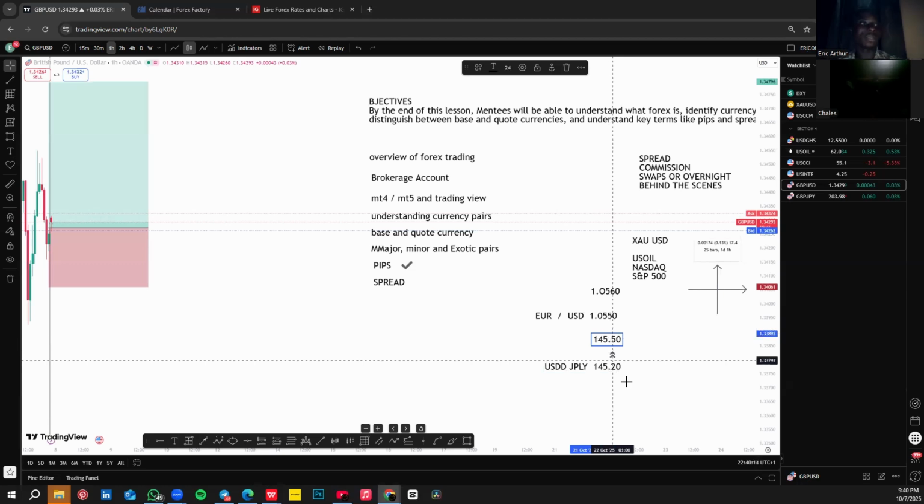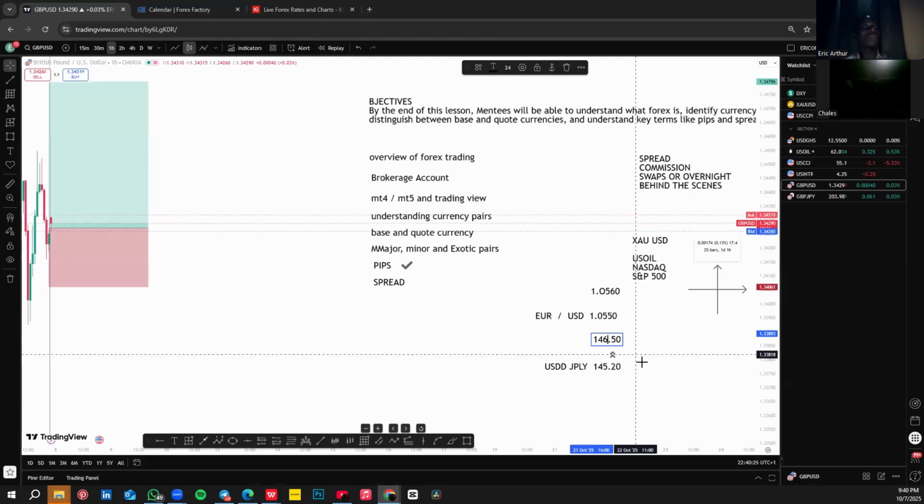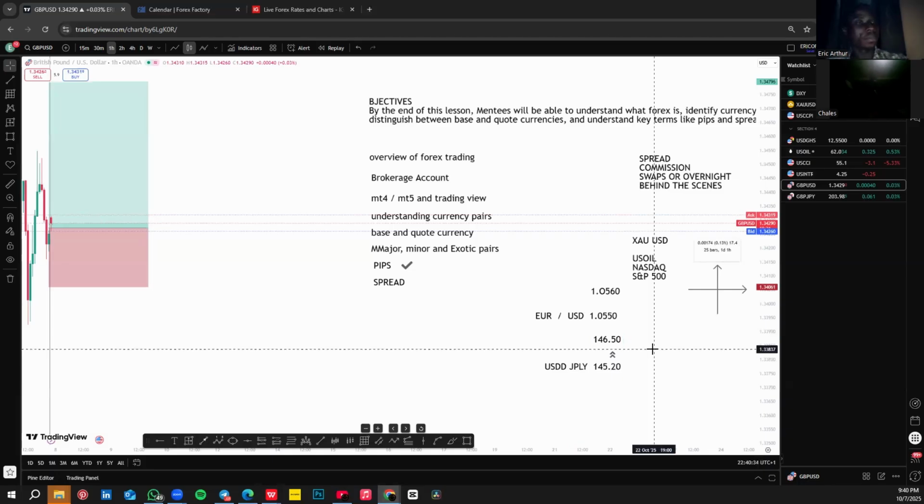So if this one moves from this to this, that means it has moved how many? 130 pips. You get it? That means the market has moved 130 pips.